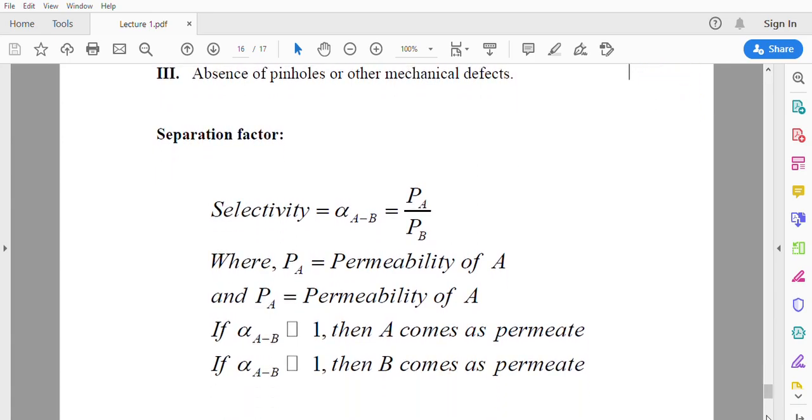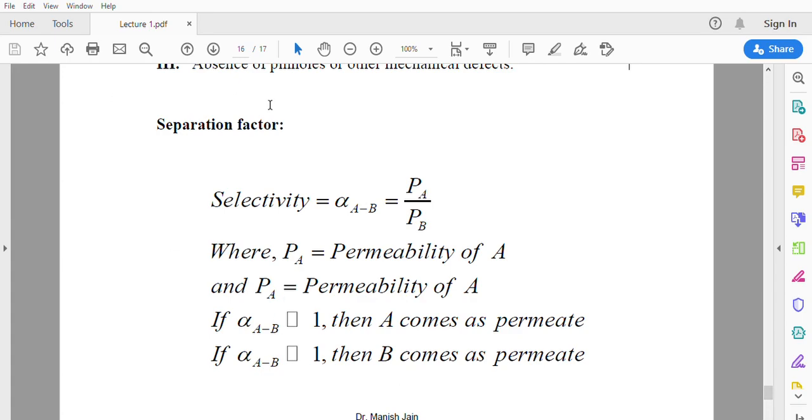Now the separation factor. There is one more property, which is defined as the separation factor or the selectivity. The selectivity alpha AB is defined as PA by PB, where PA is the permeability of component A and PB is the permeability of component B. If alpha AB is greater than 1, then A comes out as the permeate. If alpha AB is less than 1, then B comes out as the permeate. It is very simple to understand.